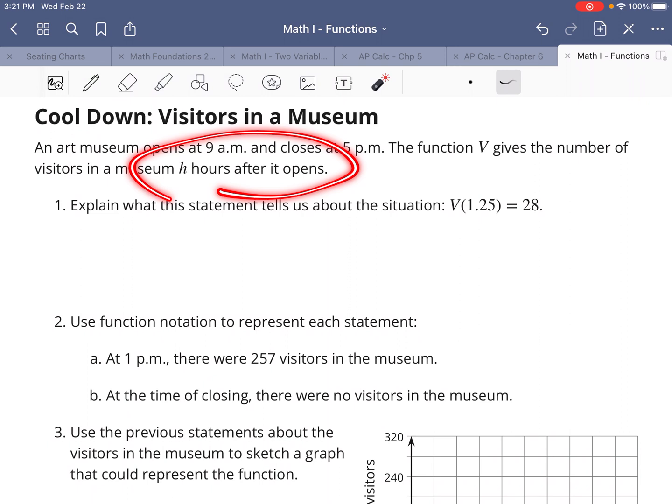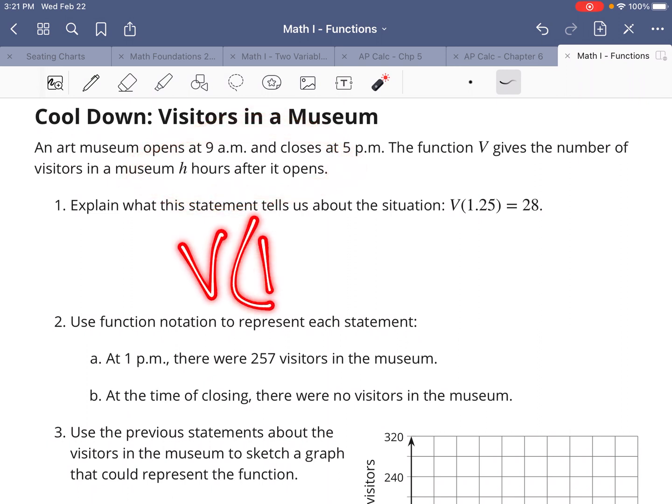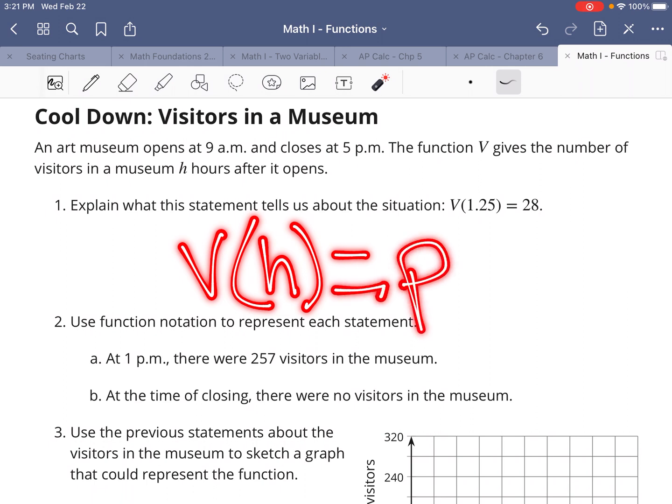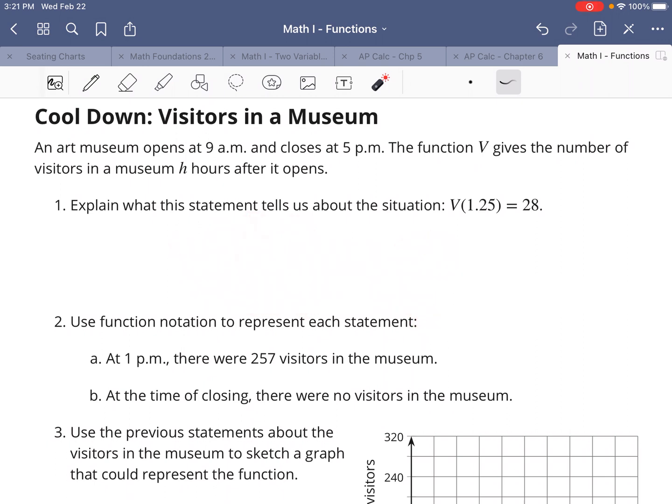So h, the input into our function, v of h equals, let's just say a number of people. So this right here is hours after 9 a.m. What time would that be? Be careful about that when you explain what this statement is saying.